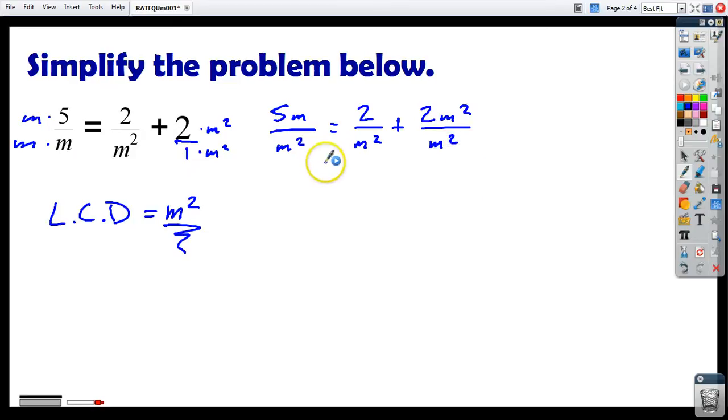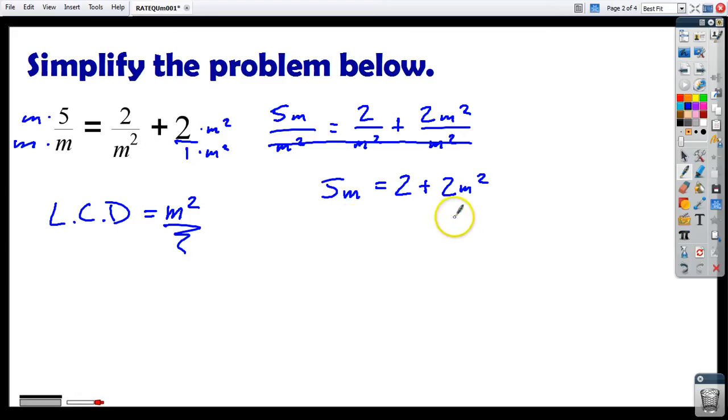Now, once again, what we're allowed to do here, since they all have the same denominator, they're all being divided by m squared, I'm just going to simply multiply both sides of the equation by m squared. So essentially, all the denominators vanish, and my equation becomes 5m equals 2 plus 2m squared. And now I want to solve for m.